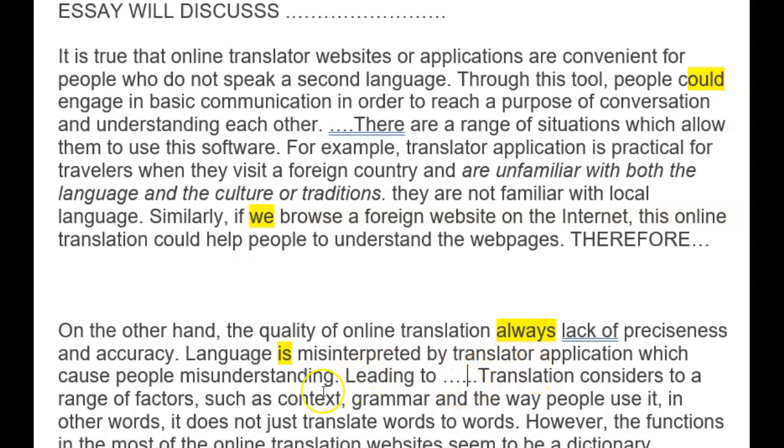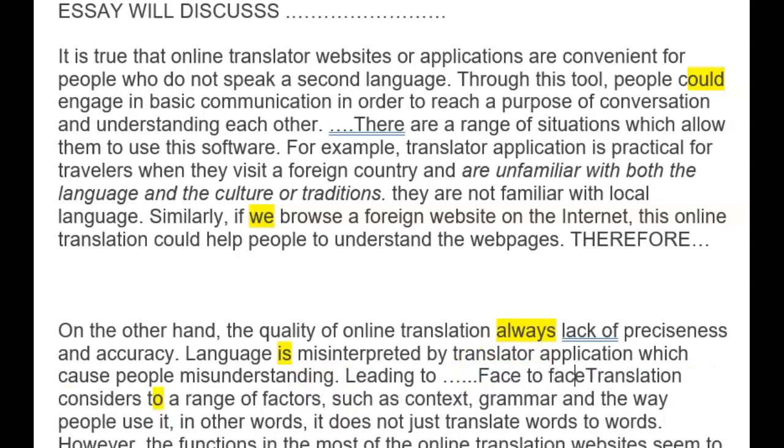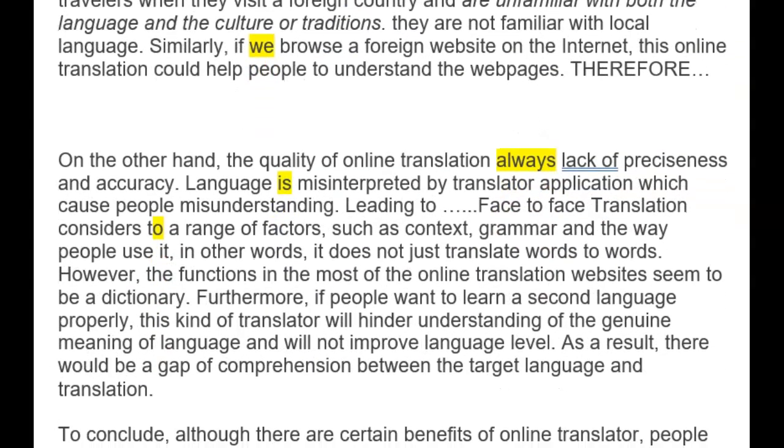Translation considers, you don't need that, a range of factors such as context, grammar, and the way people work. Okay. Shall we say face-to-face translation? Because you're making a difference here between me and you talking and the machine.